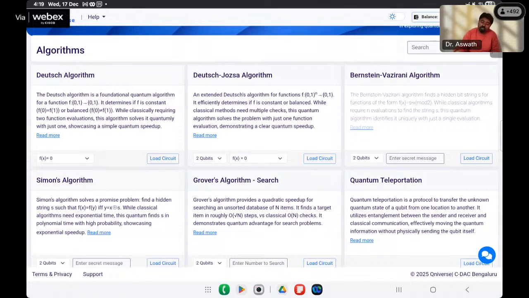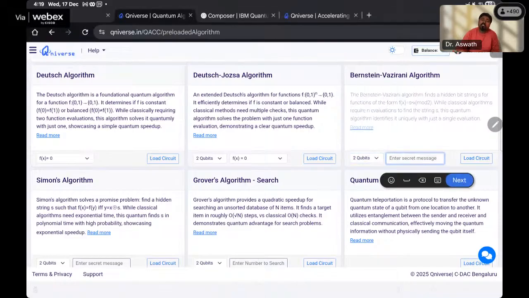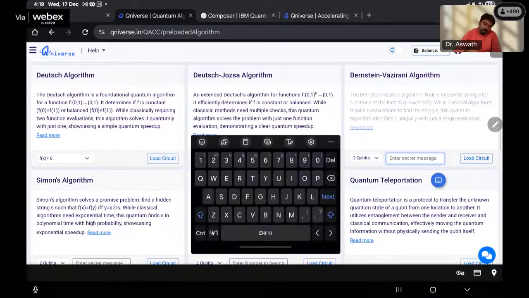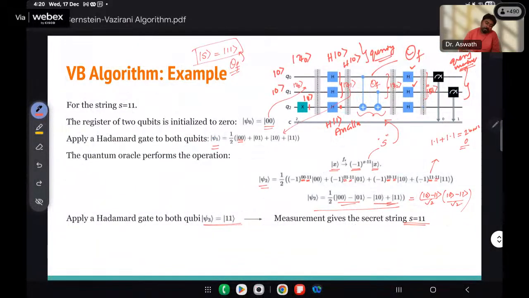Now, you want to implement the Bernstein-Vazirani algorithm for how many qubits? Is it 2 qubits or so on? Let's say right now we are implementing for 2 qubits. We can go up to 9 or 10 qubits. What is the secret key? The secret key is a shift function. Let's say I want to implement 1 1, the one which we just had in our presentation. So in our presentation, the shift function is 1 1.